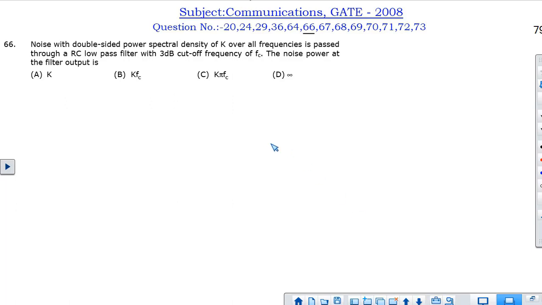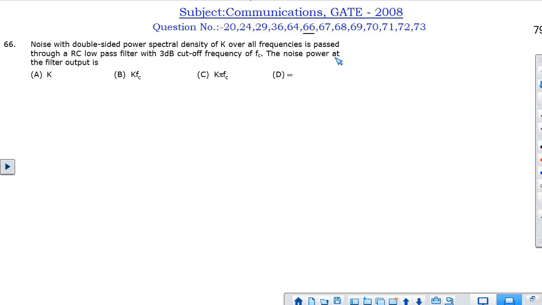Next question is question number 66. The noise with double-sided power spectral density of K over all frequencies is passed through a RC low pass filter with 3 dB cutoff frequency FC. The noise power at the filter output is, we have to find out which one is correct.